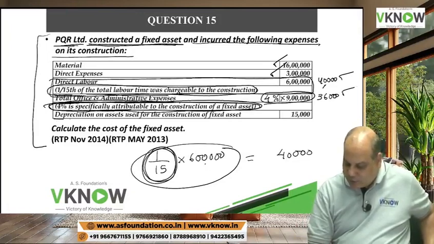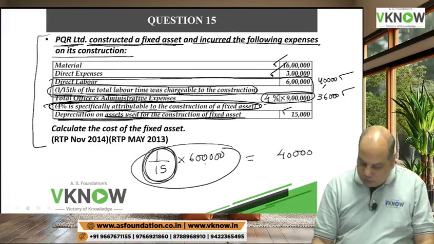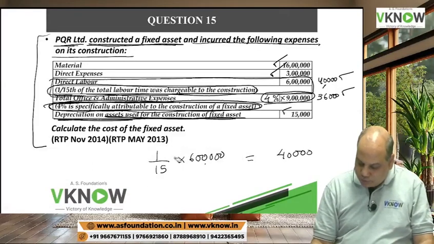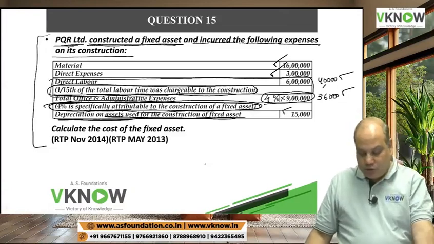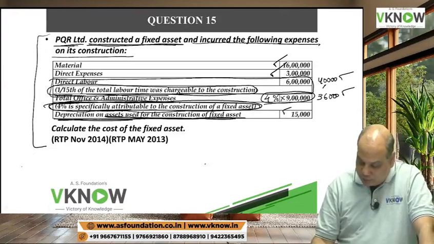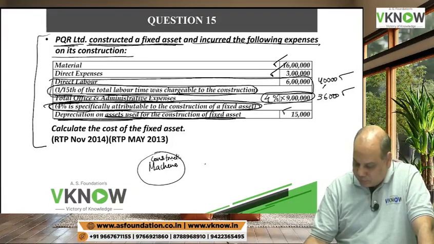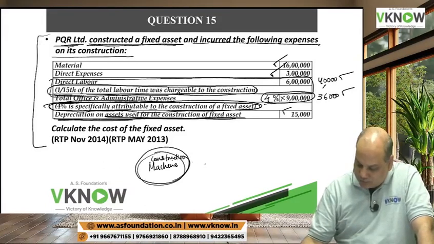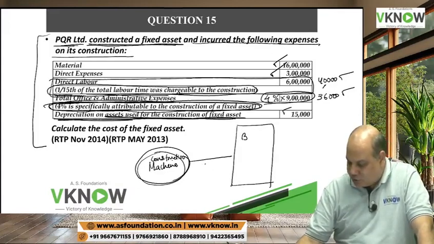And then they are saying depreciation on the asset used for the construction of fixed asset 15,000. One asset may be used for the construction of another asset. Possible or not? Now suppose this is a machine, a construction machine, which you see on the construction site. This was used in the construction of this building.